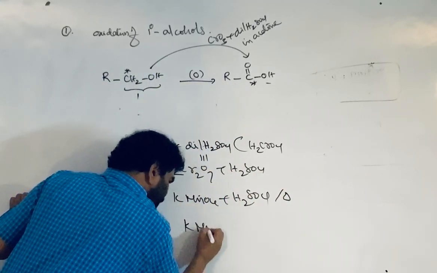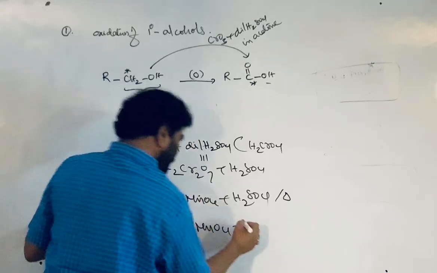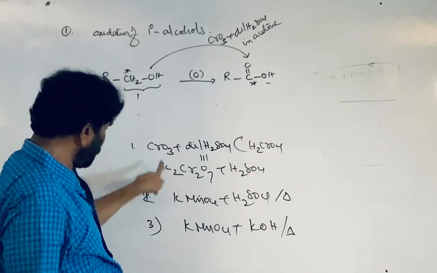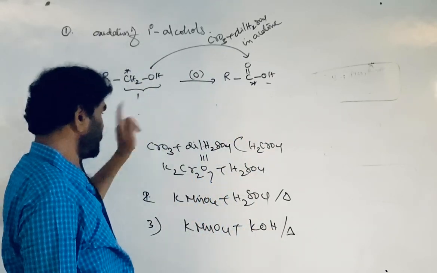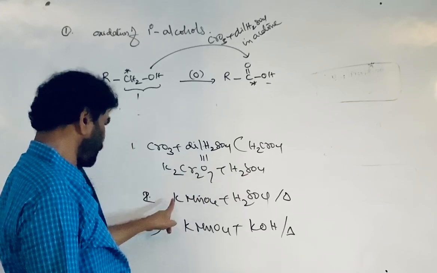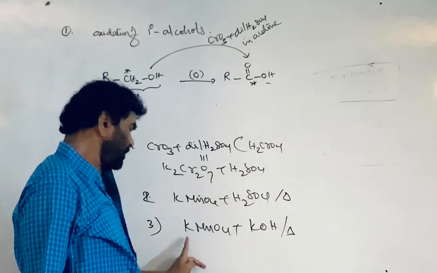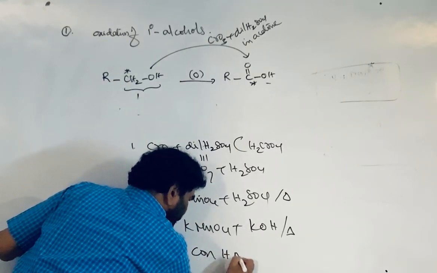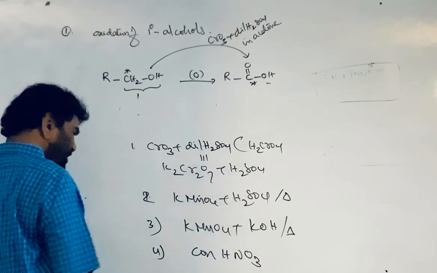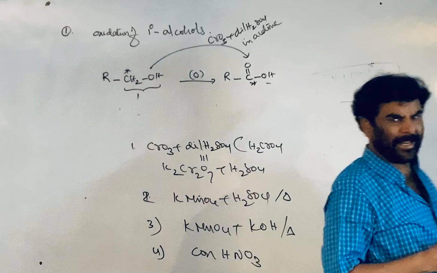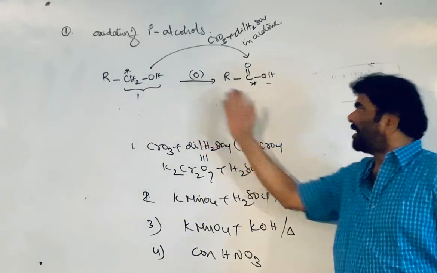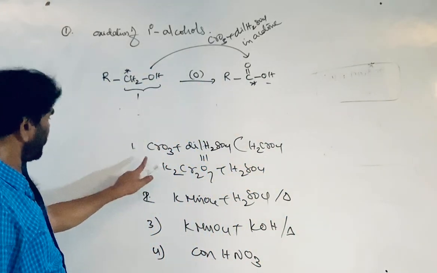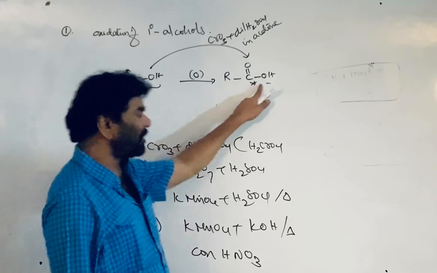Then KMnO4 with KOH, alkaline KMnO4 on heating, also converts them. Then the Jones reagent, that is dichromate plus H2SO4, acidified potassium dichromate, alkaline potassium dichromate, and the fourth one, concentrated HNO3. These are all good reagents to convert primary alcohols into carboxylic acids.